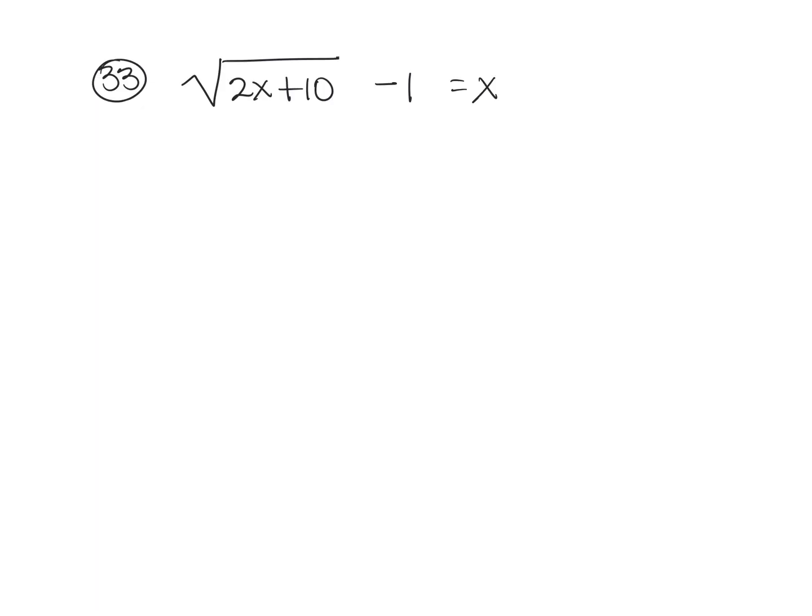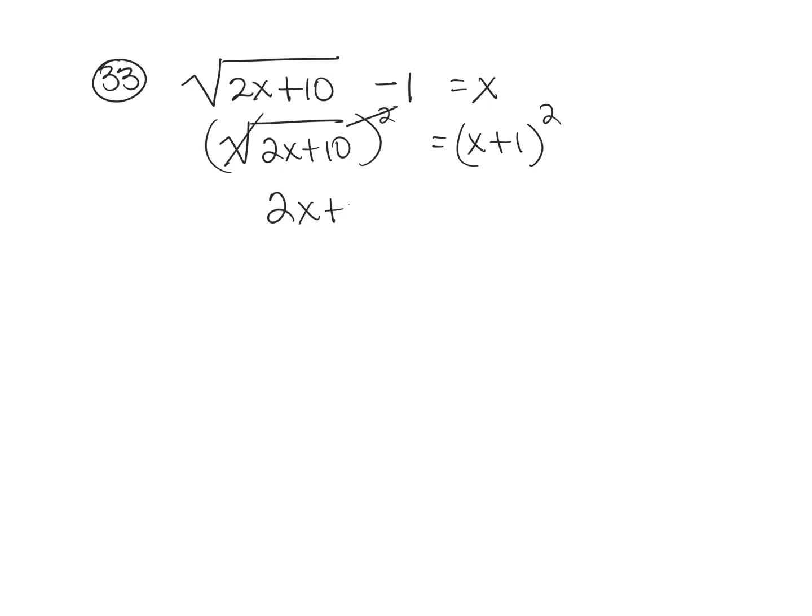Last but not least, we have the solving of radical equations. So the first thing we're going to do is move over the negative 1. So we add that to the other side. And at this point, we want to get rid of the radical. So to do that, I take the square of both sides. That gets rid of the radical, so I have 2x plus 10 over here.